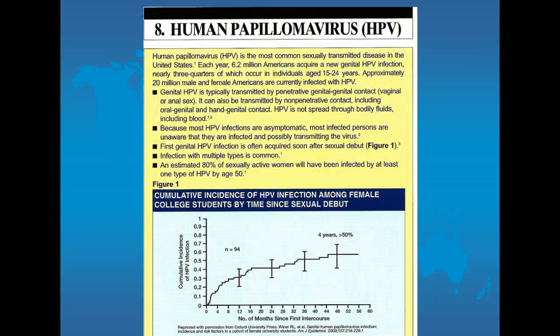Okay, so now we talk a little bit about human papillomavirus. It shows the cumulative incidence of HPV infection among female college students. This is just female college students. It looks at when they were first sexually active, their sexual debut, till how many years out. And that's why we're doing the pap smear later now. We're not doing it right away. We're doing it after they've been sexually active for a couple of years, or usually like 19 or 20.